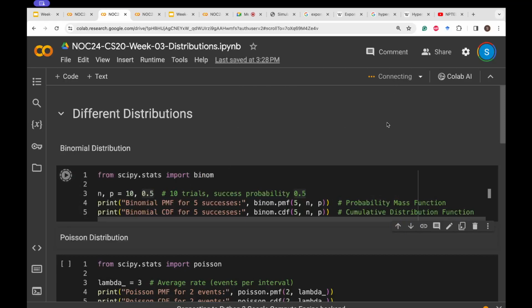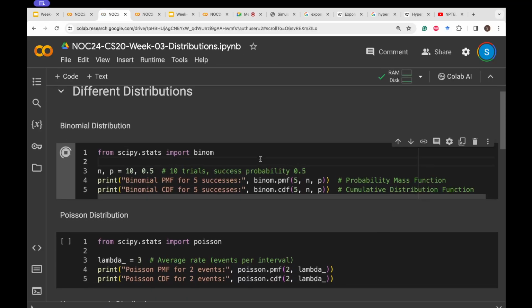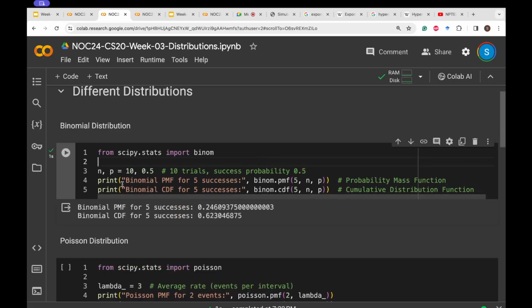Okay, it is connecting. It will take a minute. Yeah, so the binomial PMF for exactly 5 successes in 10 trials with 0.5 probability of success is 0.24, and the CDF is nothing but the cumulative distribution function, the probability of x less than or equal to 5.